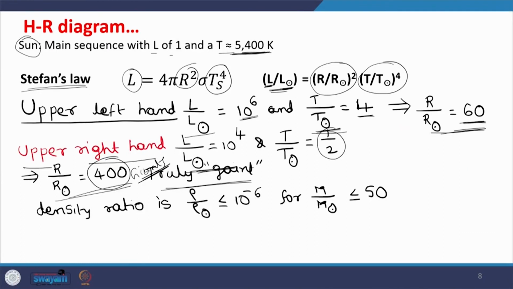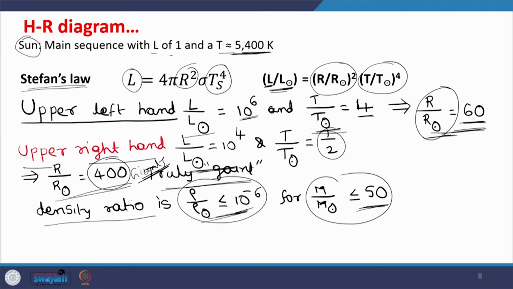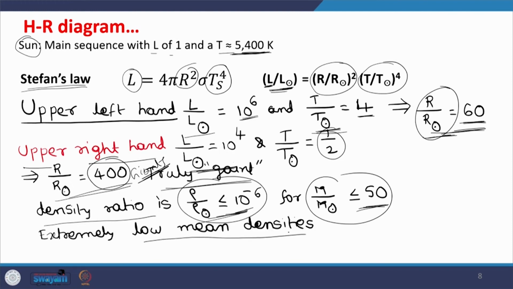From this, can we find out the density ratio? Of course, you can find out the density ratio. It is less than or equal to 10 to the power of minus 6 if the mass ratio is 50. So, if you know the mass ratio and you know the radius from the HR diagram with the help of L by L sun and T by T sun, you can get the idea of R by R sun, and from the mass you can find out the density. See, extremely low density, very low mean density for the upper right hand, for red giants.